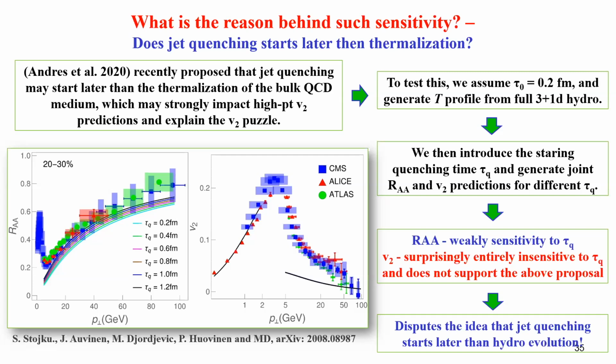So it clearly disputes this idea that these two can be separated, which on the other hand is quite reasonable, because this is a relatively non-intuitive idea. There is not really a reason why quenching would start later than the bulk medium interactions. Why would high PT particles start to interact with the medium later than 99% of other particles start to interact with each other? So this idea is disputed.